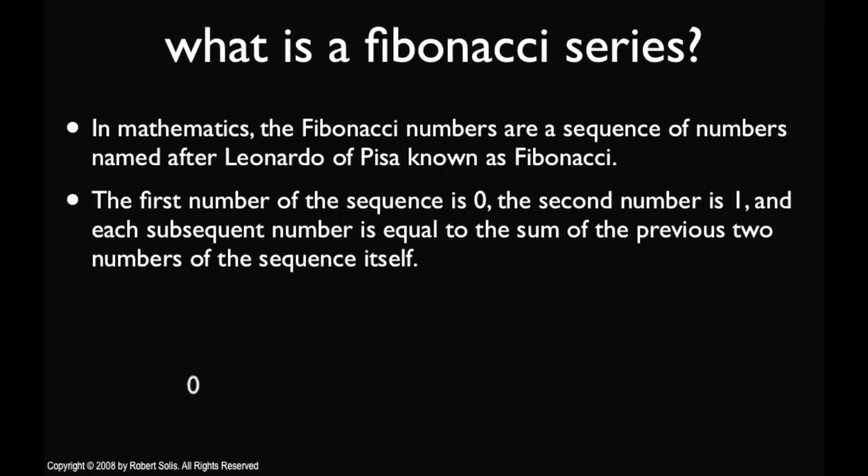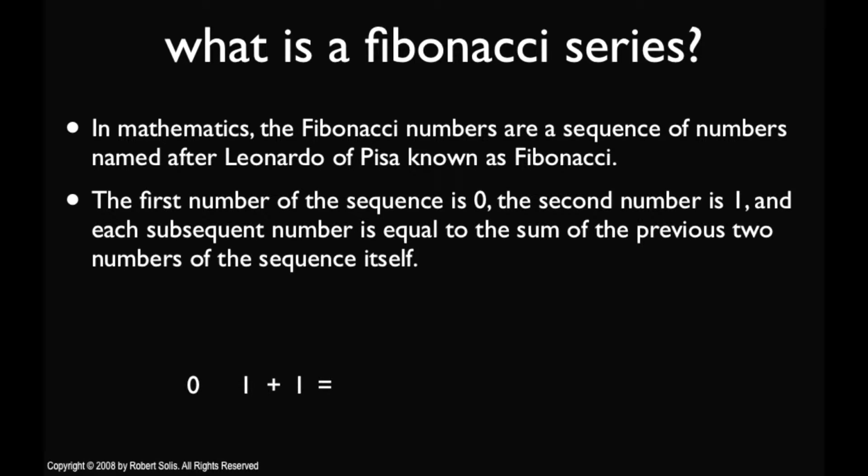So for example, we have 0 as the first Fibonacci number. 1 is the next Fibonacci number. Now check this out. What we do is we add the first two numbers, and therefore we come up with the third number, which is 1, right? So the first Fibonacci number is 0, the second Fibonacci number is 1, and then the third Fibonacci number is 1.